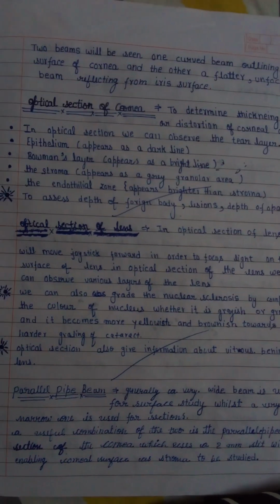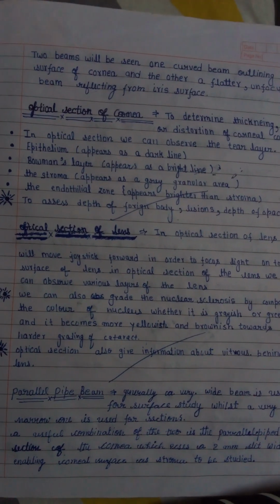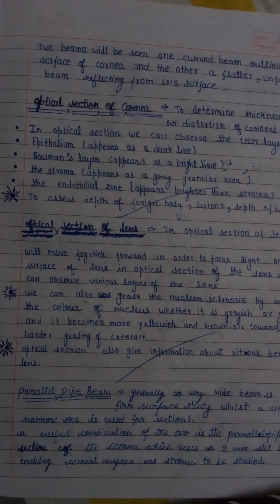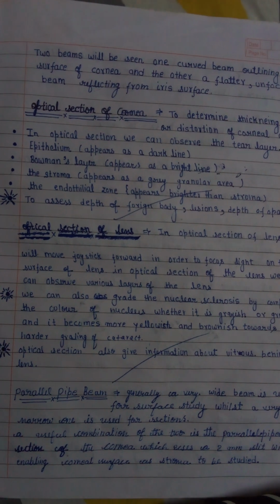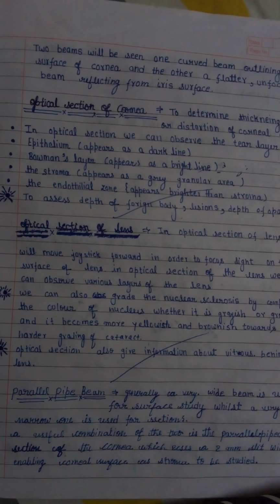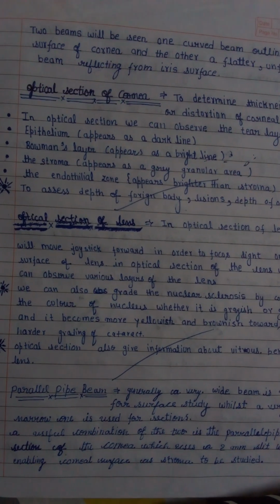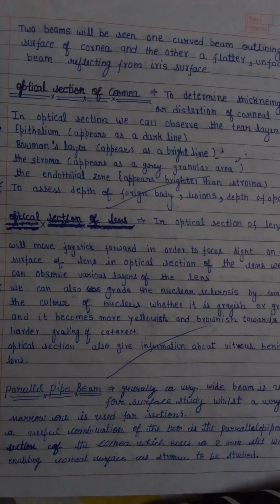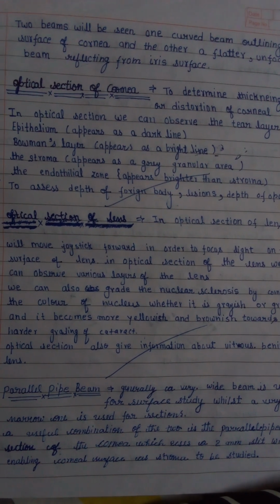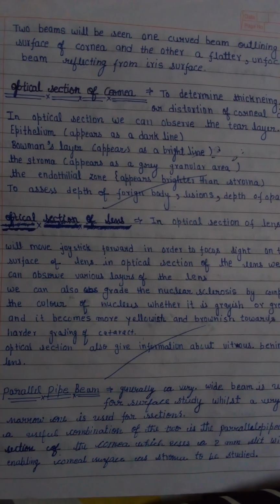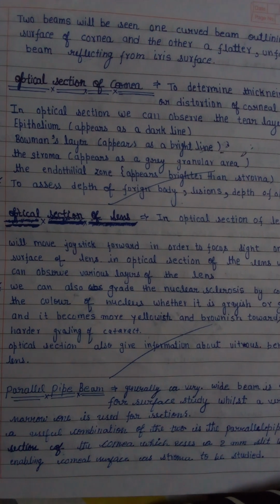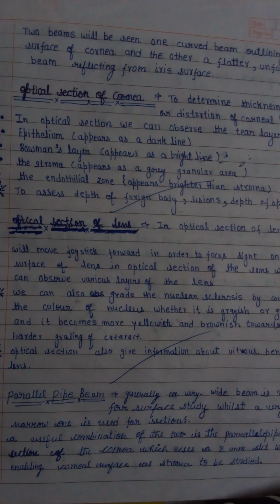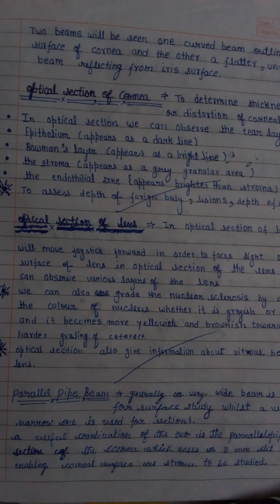so we can observe the tear film, and also the epithelium, that is the first layer of the cornea, which appears as a dark line. Bowman's layer, the second layer, appears as a bright line. Then the stroma appears as a gray granular area. Stroma is a granular area and it appears gray in color. And as you know, the stroma covers 90% of the cornea.